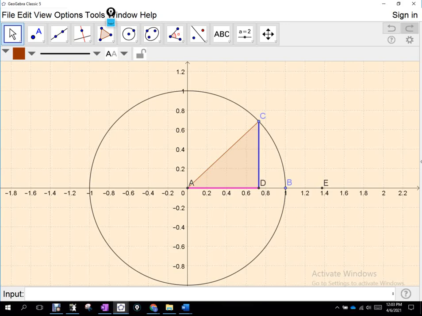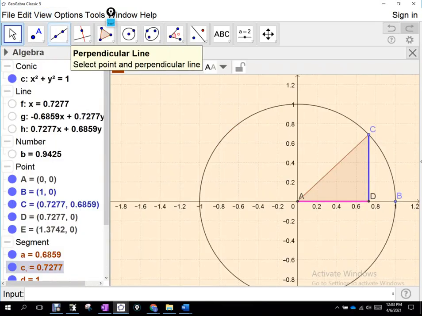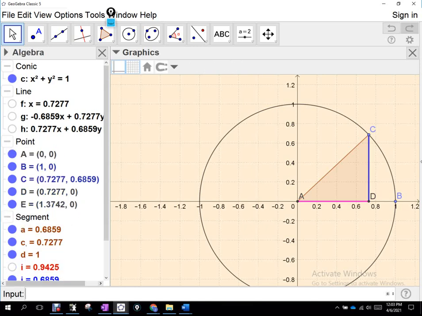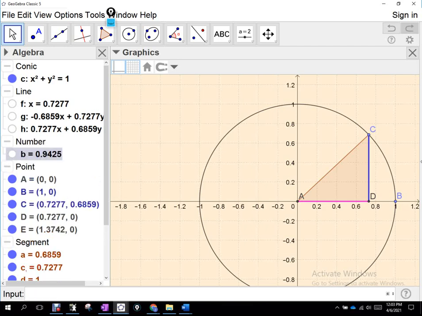So where does tangent come from? Tangent is the blue segment divided by the purple one. I'm going to take CD, the blue side, divided by AD, the purple side, hit enter, and it gives me that number right there. Is that okay with everybody?